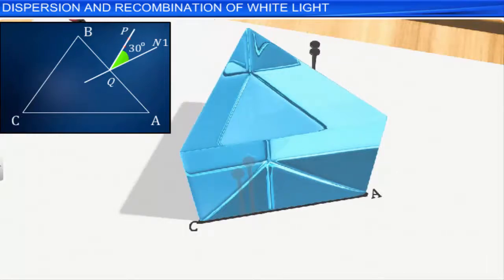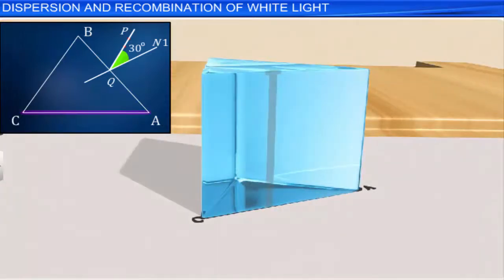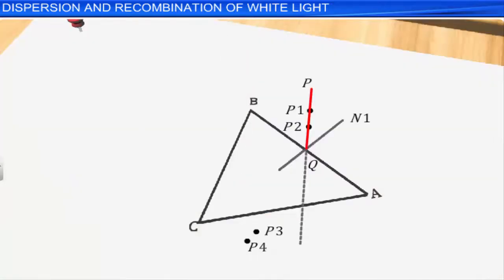Now, observe the images of the two pins on PQ through face AC of the prism. Place two more pins, P3 and P4, on the drawing board, such that all the four pins appear to be in a straight line. Remove the prism and pins from their positions. Draw a straight line TU through the positions of P3 and P4 such that it meets line PQ at R. A normal N2 is drawn to face AC at U.